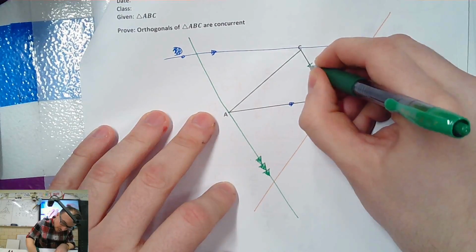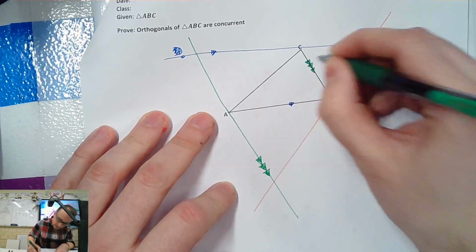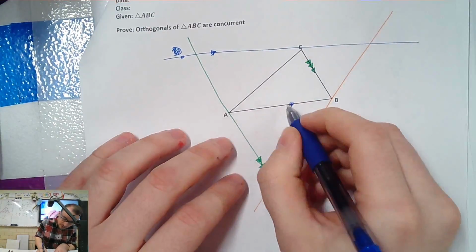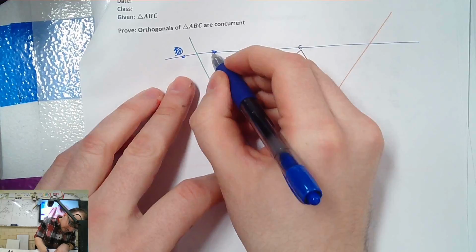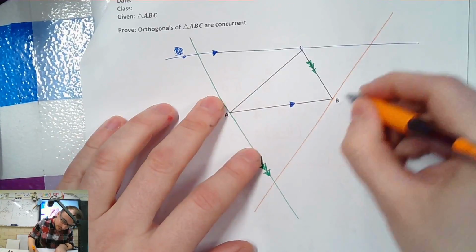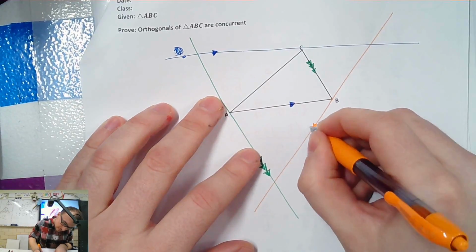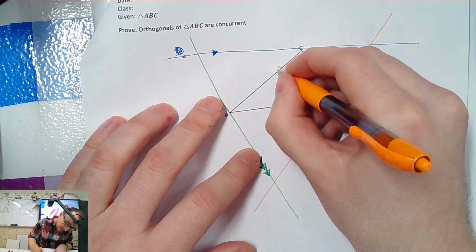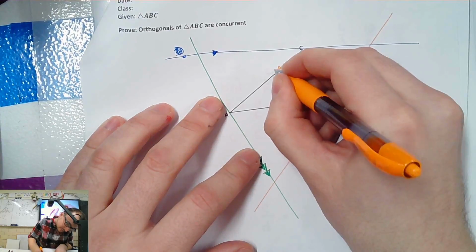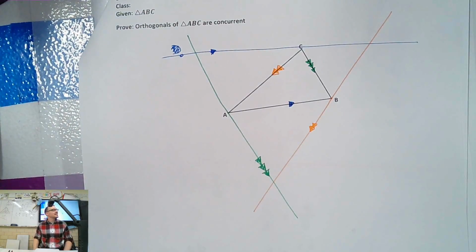So these guys are parallel, these guys are parallel, right? Single arrowhead. And the orange line is parallel to this guy. So I'm going to do double arrowhead here. Double arrowhead here. So it's just the same triangle. Isn't that basically just making the same triangle but bigger?